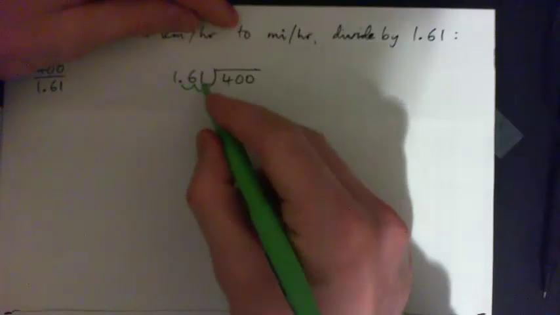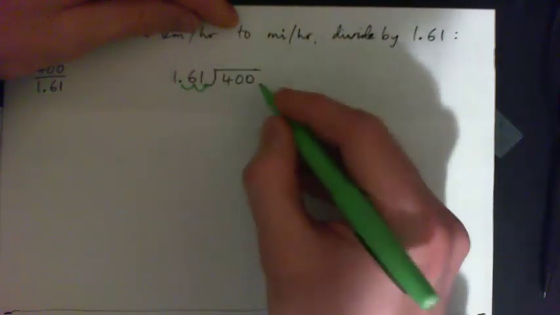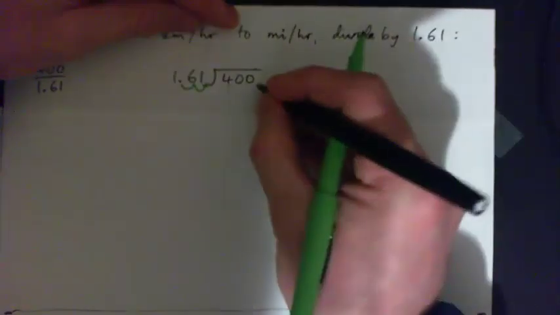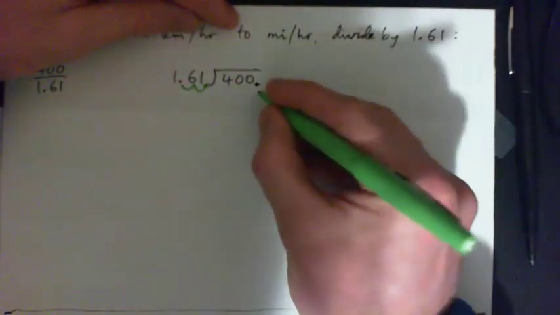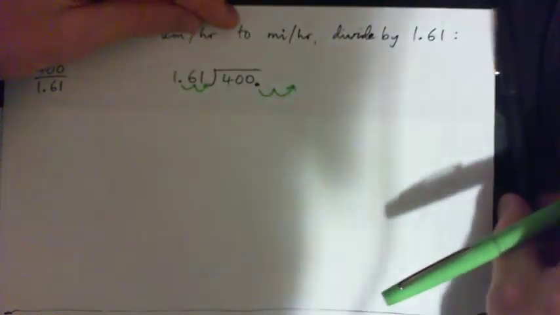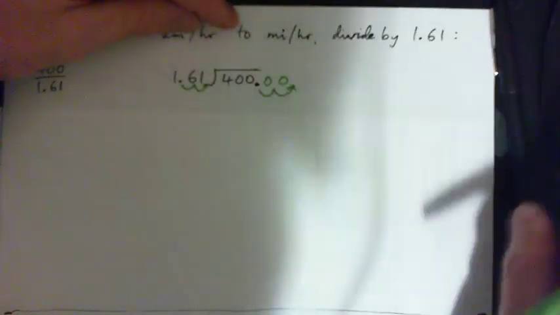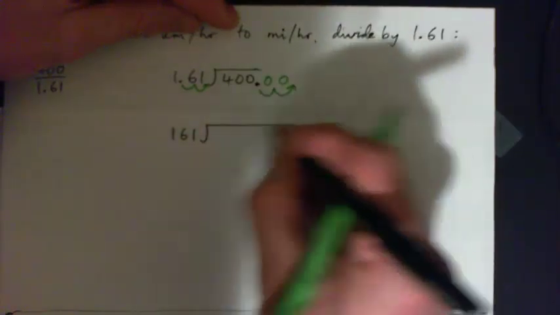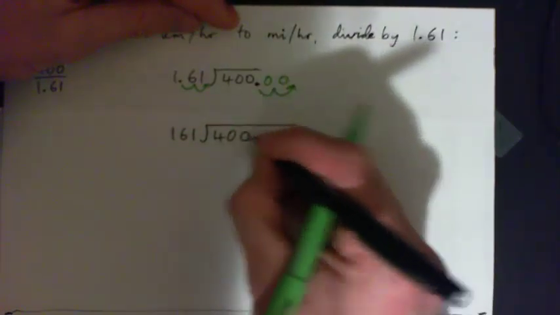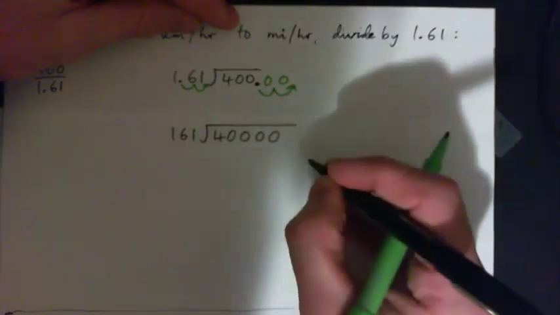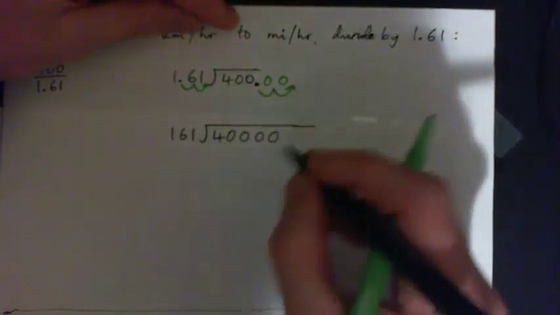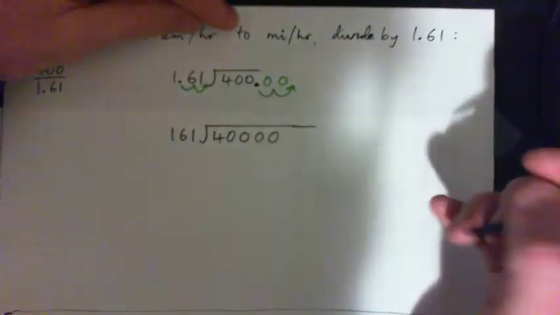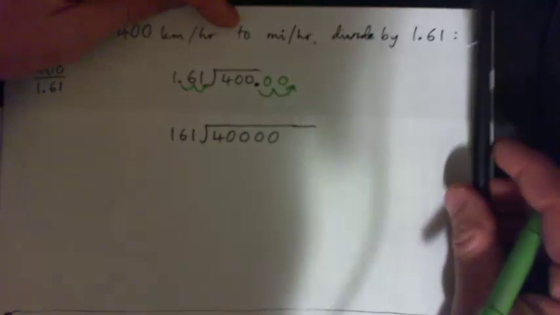Now if you do that to this number, you've got to do that to this number, the dividend, right? So here's our decimal point. We've got to move it over one, two spots. And then we'll get zeros in here, right? So this is the same thing as 161 into 40,000, right? And if we want, we can put on a decimal point and add in some zeros if we need to.